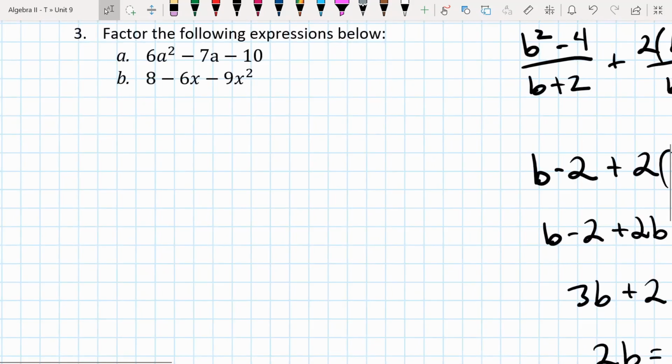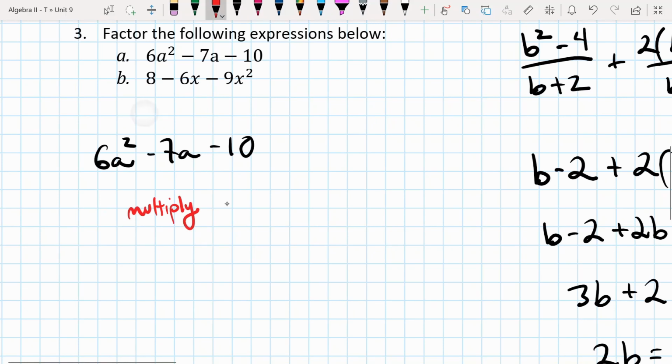All right, and we're going to wrap up this video by going through just some polynomial review. So what we want to do here is factor this, and this goes into the notes that we took earlier in this video. Basically, we want two numbers that multiply to the product of the a and c term. That's going to be negative 60. And two numbers that add to negative 7.